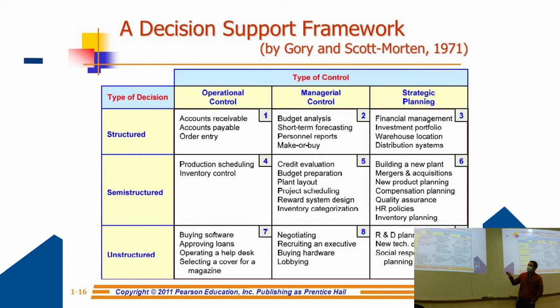So things like accounts receivable, accounts payable, order entry. Now, on this chart, I should have mentioned, we have structured, semi-structured, and unstructured. We also have operational, managerial, which I would personally call tactical instead, as well as strategic. You guys covered those in management classes yet? I'll briefly review them, no big deal.